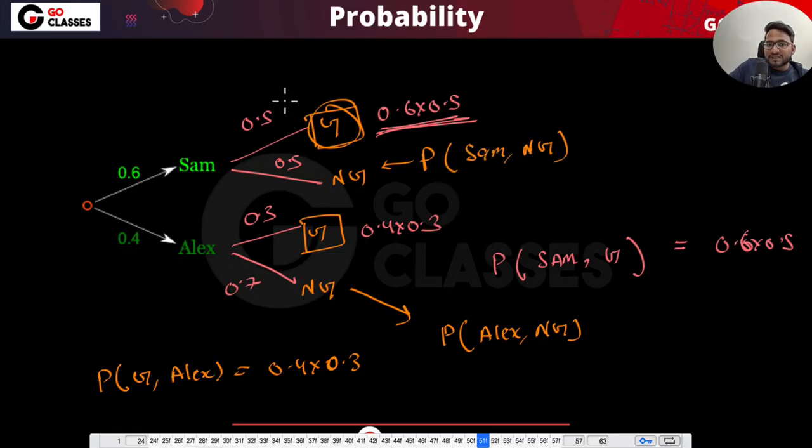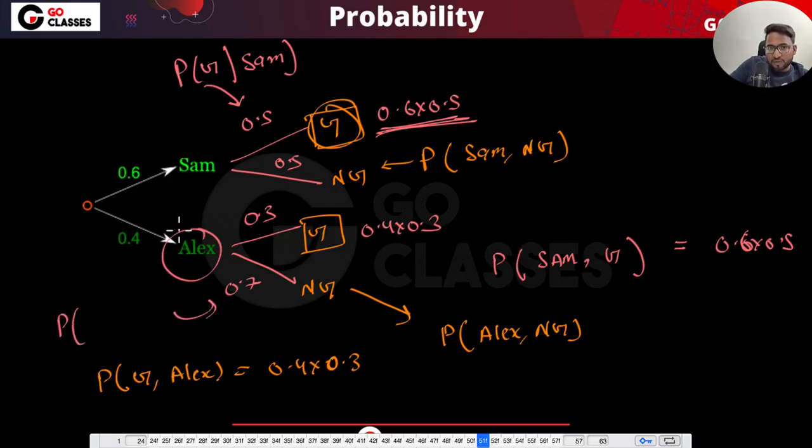Okay, and these edge probabilities are also very nice. These edge probabilities are conditional probabilities. What do I mean by that? This 0.5 is the probability that you are the goalkeeper, given that Sam is coach. So if Sam is coach, then this is the probability that you are a goalkeeper. If Alex is coach, then the probability that you are not goalkeeper will be 0.7. The left-hand side is always given. So the edge probabilities are the conditional probabilities and the node probabilities are the multiplication probabilities. That's how this tree diagram works.